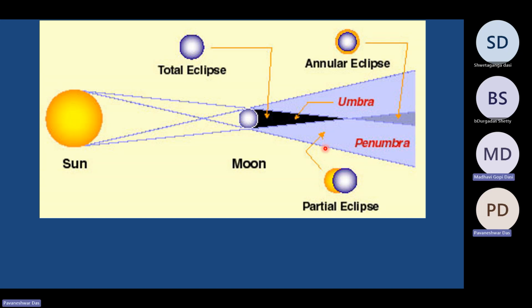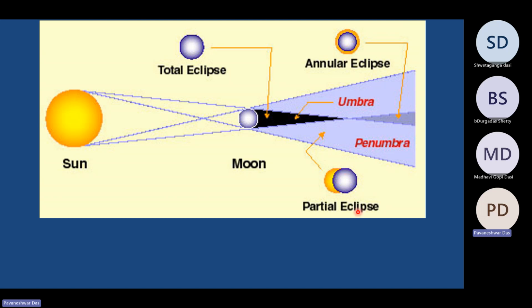So according to scripture, that is the understanding of how eclipse happens. According to modern science, they don't have any Rahu Ketu thing. They only say that whenever the sun, moon, and earth come in the same line, that causes eclipse. Within that, there are also multiple types of eclipse: full eclipse, annular eclipse, partial eclipse.